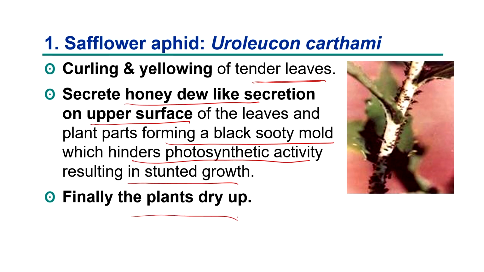So these aphids are affecting plants mainly in 2 ways. One is that they are feeding on the plant, sucking the sap from the plant parts, and secondly, their honeydew. They leave their honeydew on the leaf surface, on which some black molds grow, and then the photosynthesis area is reduced.